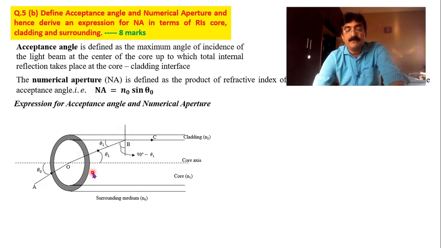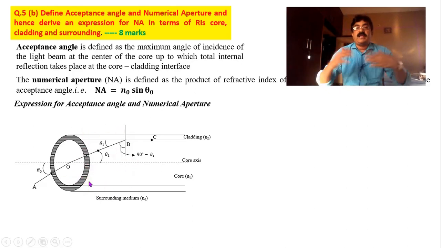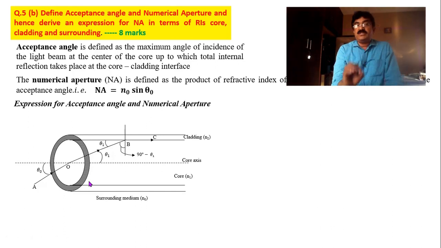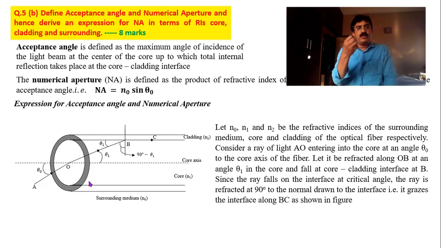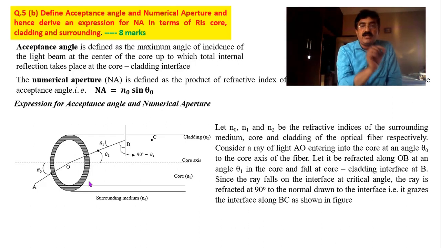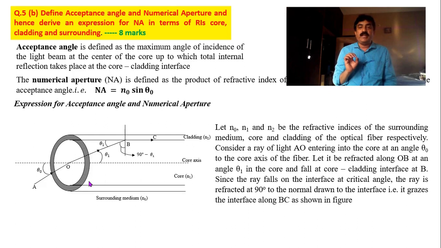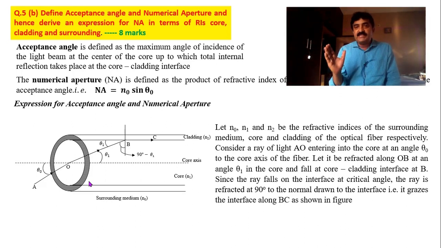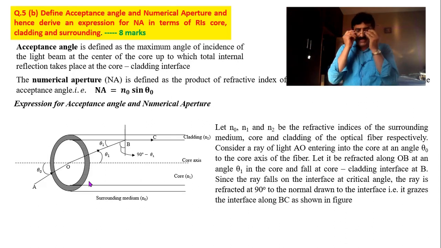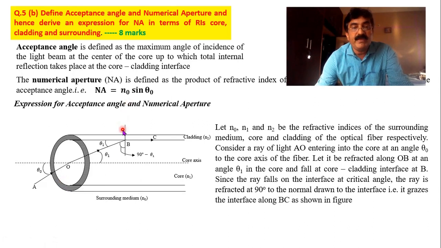Please look at this diagram because the diagram carries more weightage. Now explain this diagram in your own words. What to write I have given here, just read the paragraph and put it in your own words. Like n0 equals refractive index of the surrounding, n1 equals refractive index of core, n2 equals refractive index of clad, AO equals incident ray, OB equals the refracted ray, BC is equal to the ray grazing the surface. OB, if you want you can call this as BB dash, so that OB dash is the critical angle.